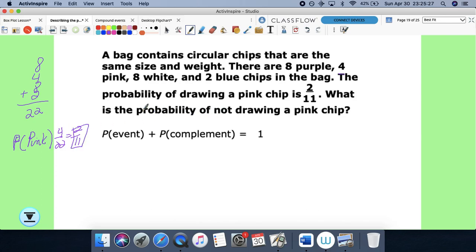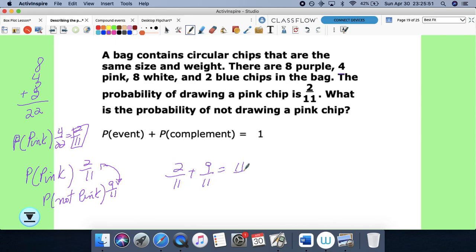So they're asking you, what's the probability of not getting a pink? Well, the probability of getting a pink is 2 over 11. So P of not pink would be, obviously, the complement, 9 over 11. See how these are complements? And when you add the complements, it will always equal 1.